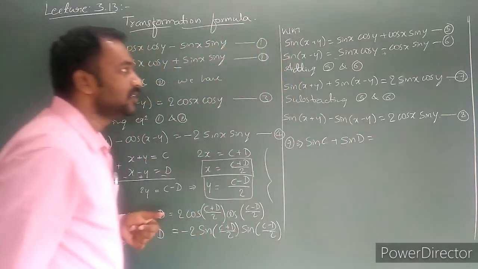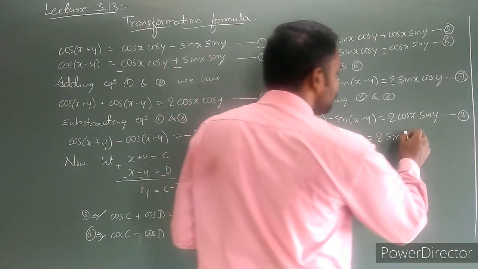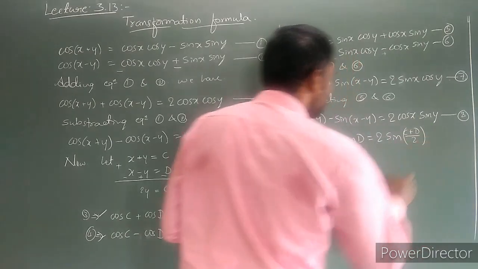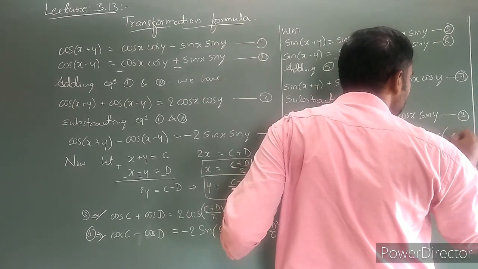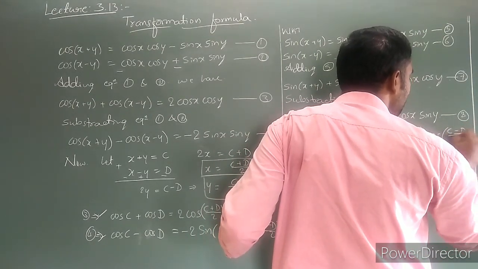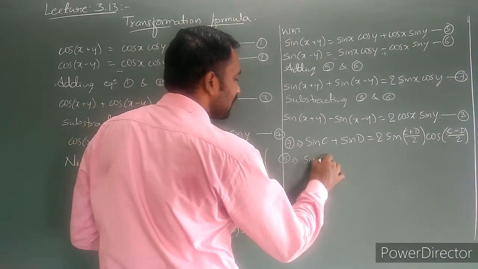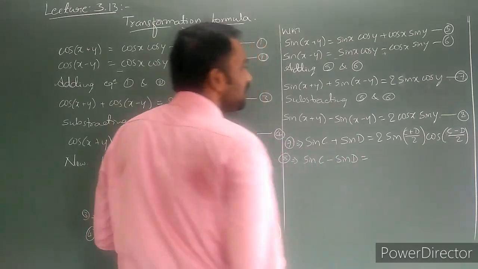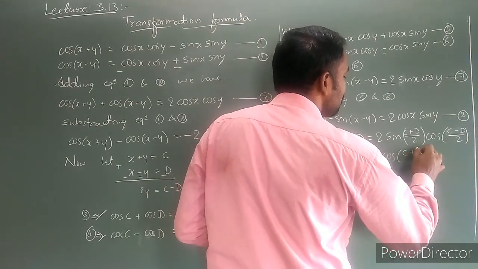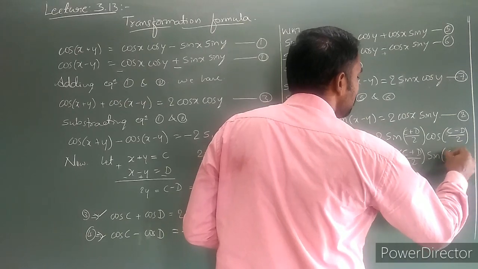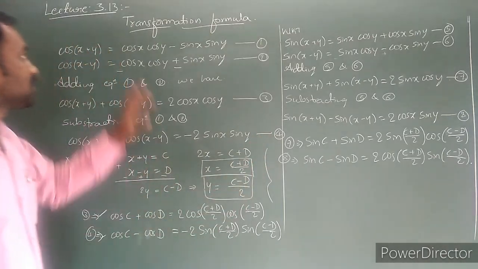Sin c plus sin d is equal to 2 times sin of what is x? x is c plus d by 2, into cos of y. What is the y value? c minus d by 2. Cos of c minus d divided by 2. Similarly, equation number 8 implies that sin c minus sin d is equal to 2 times cos of c plus d by 2 into sin of c minus d by 2. So these are the required transformation formulas.